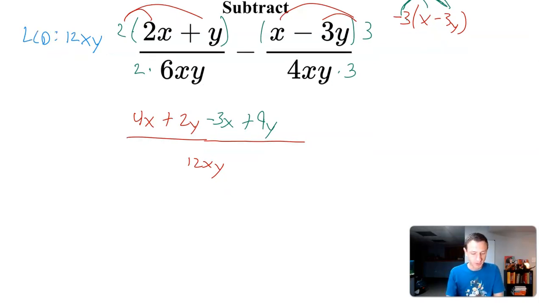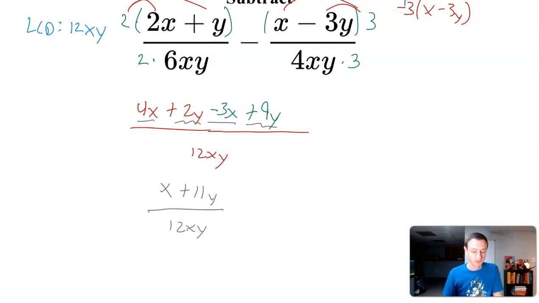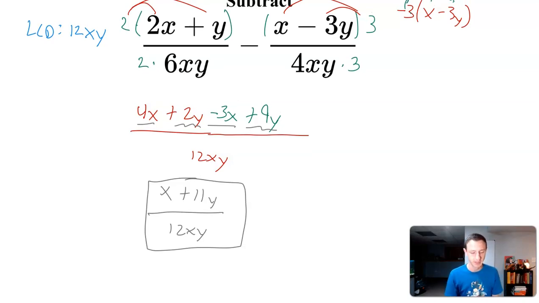All right, now we just have some simplifying that we can do. I have 4x minus 3x is 1x. I have 2y and 9y. Those are like terms, so 2y plus 9y is going to be 11y. And then we have that all over 12xy. I don't have anything that could simplify out or anything like that. So that would be my answer: (x + 11y) over 12xy.